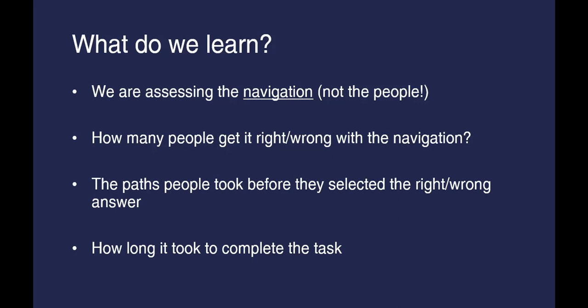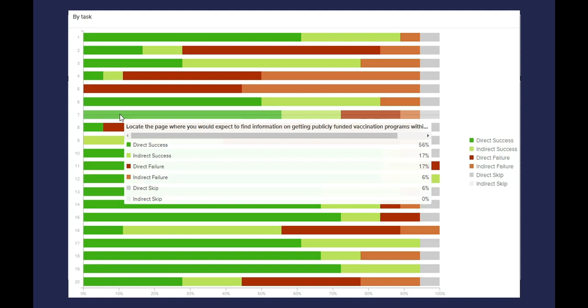You also get a chance to see how many people get it right or wrong with the navigation, the paths people took before they selected the right or wrong answer, and how long it took for them to complete the task. And what I'm going to show you now is essentially a repeat of the types of things that you can see.